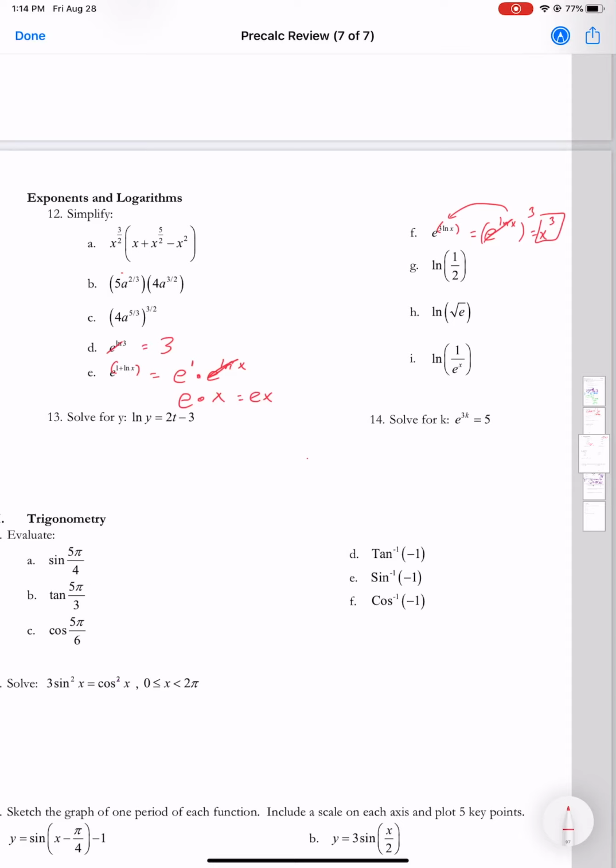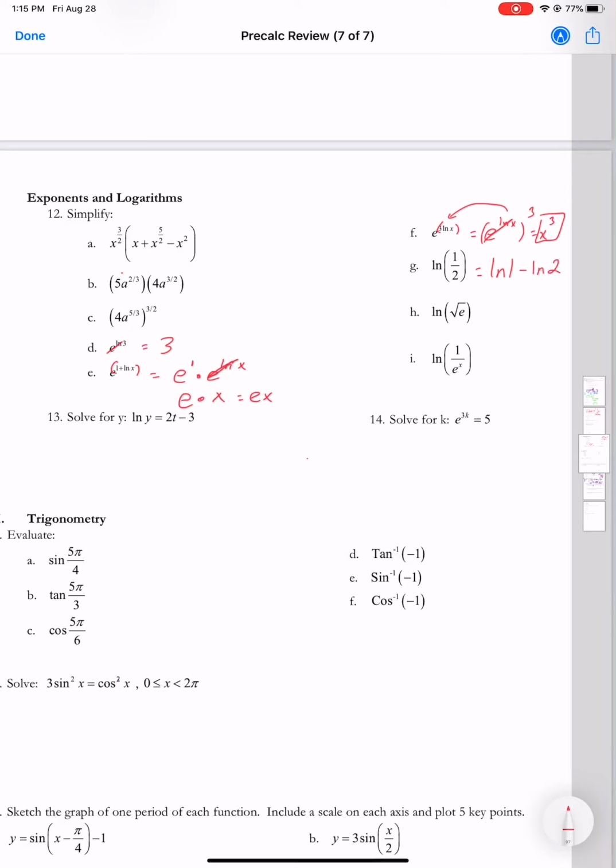Well, there's a property of logarithms that tells us how to deal with a logarithm of a quotient. It's the same way we deal with a quotient of exponents. We subtract. So the natural log of 1/2 could actually be rewritten as the natural log of 1 minus the natural log of 2.